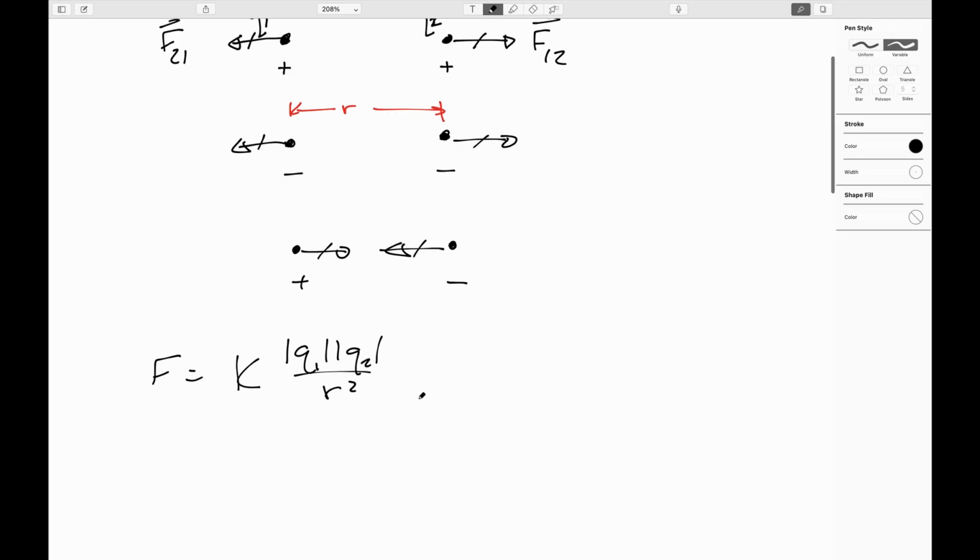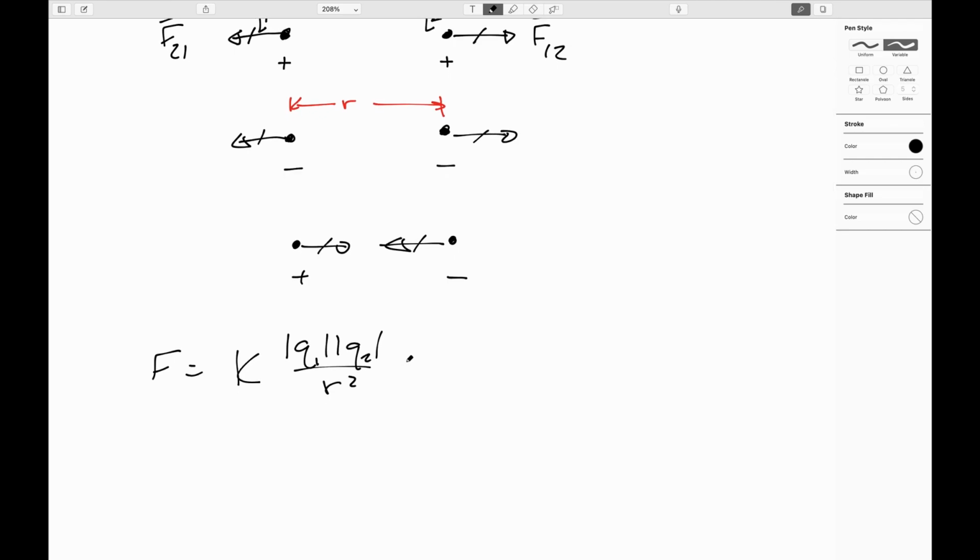For reasons that will make more sense in a few videos, we also will write this Coulomb constant as 1 over 4 pi epsilon naught. And again, Q1 Q2 over r squared. You'll probably see me write these equally often.